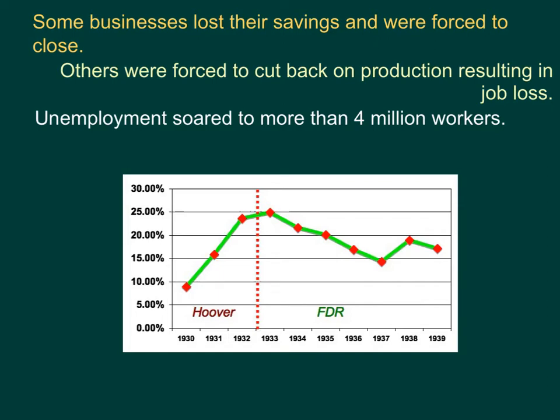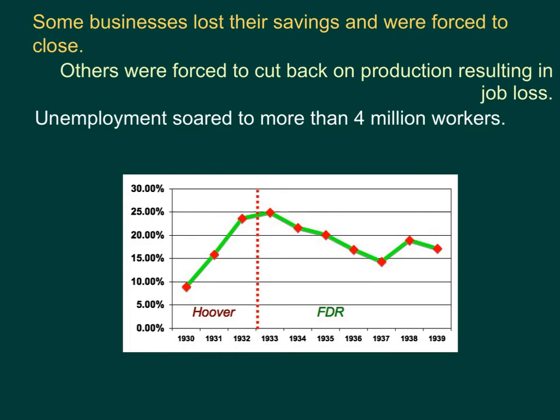Some businesses lost their savings and were forced to close. So businesses were investing in the stock market. When the stock market tanked, their savings were gone too. Others were forced to cut back on the production that they normally did, and that resulted in job loss. When you're not producing as much as you normally do, you have to cut workers. Unemployment soared to more than 4 million workers.